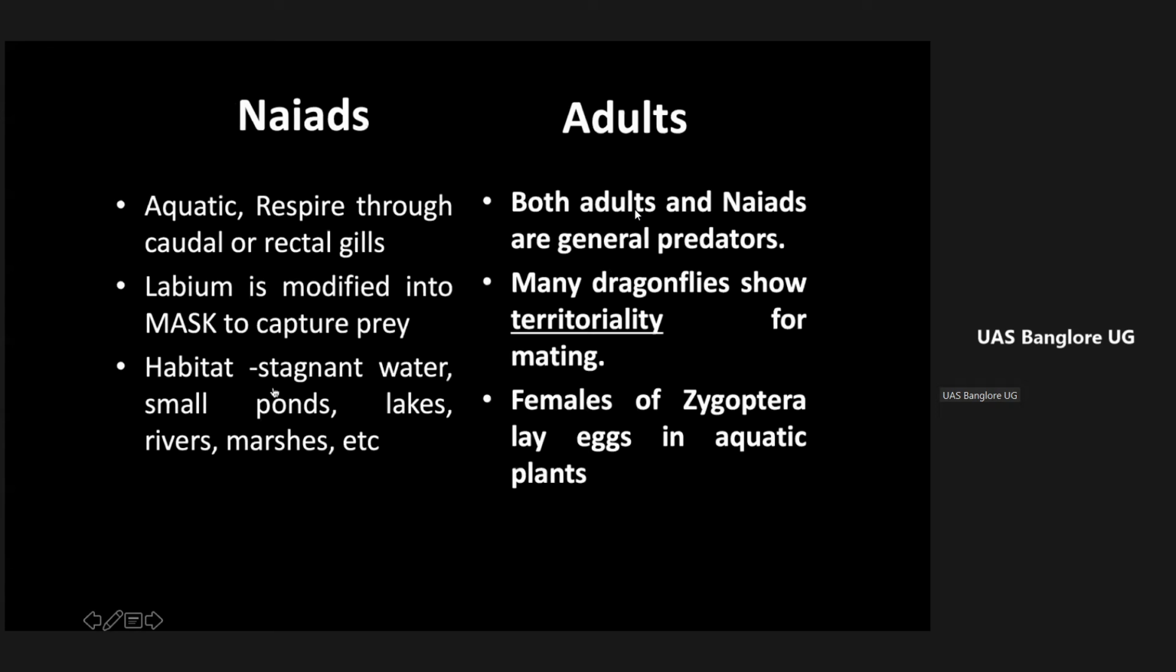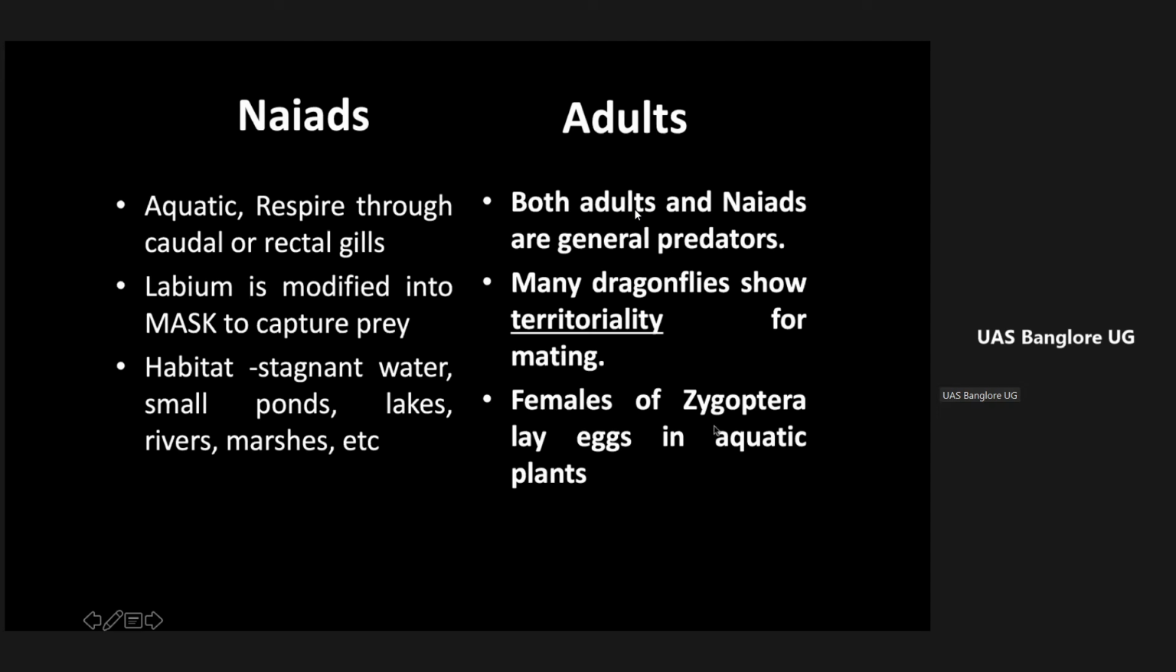Habitat: stagnant water, small ponds, lakes, rivers, and marshes. If you sweep and take the water from the ponds, you get these naiads. So you know where to collect the naiads. You can go to any pond, but be careful while collecting, don't get into trouble. Both adults and naiads are predators, so they are non-vegetarian. Dragonflies show territorial mating, a very interesting behavior. They maintain their own territory and stay in it.